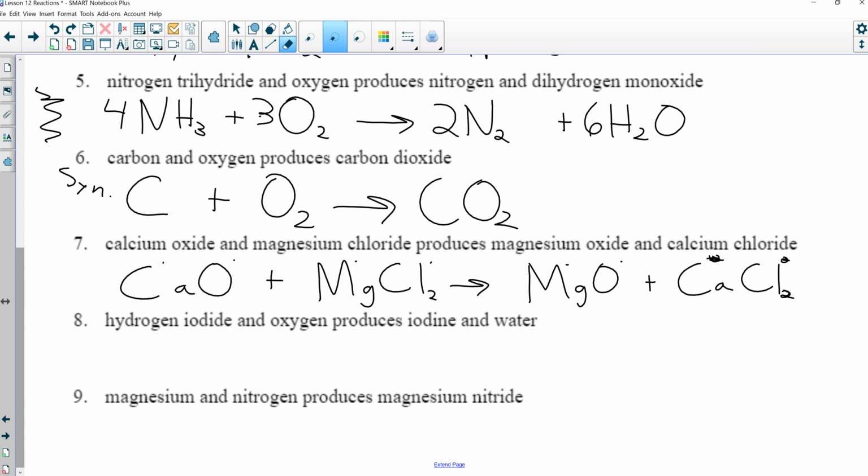All right, what kind of reaction am I looking at there? That's a double replacement reaction. All ionic compounds, all we're doing is switching the metals. So now if I need to balance that, how does it look for balancing? Well, how many calcium here? How many calcium over here? 1. How many chlorine here? How many here? 1 magnesium, 1 oxygen. I think it's good. Sometimes you get lucky and it's already balanced.